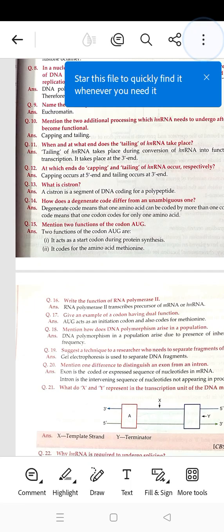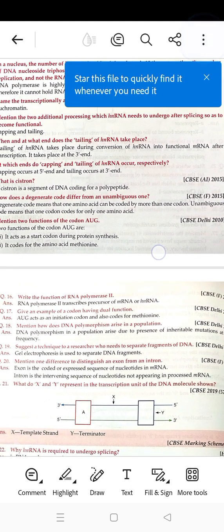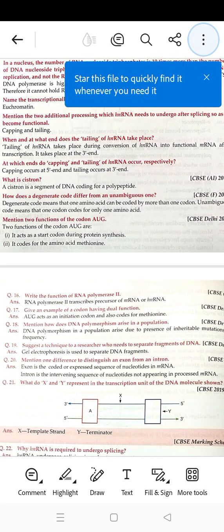So when one amino acid is coded by more than one codon, it is called degenerate. And when one codon codes for only one amino acid, it is known as unambiguous.